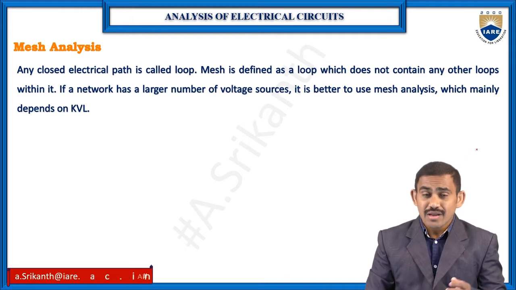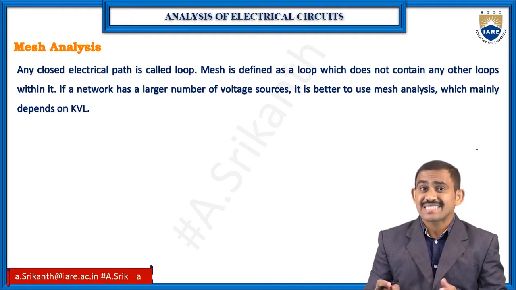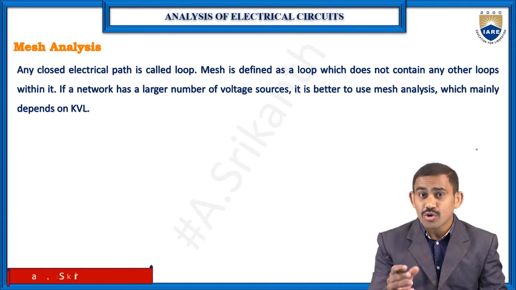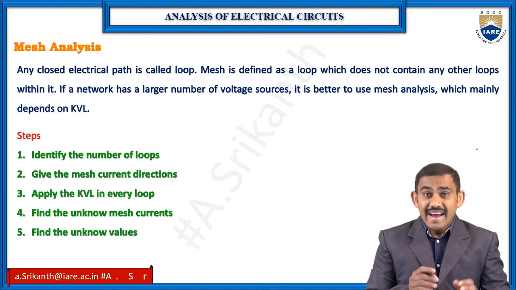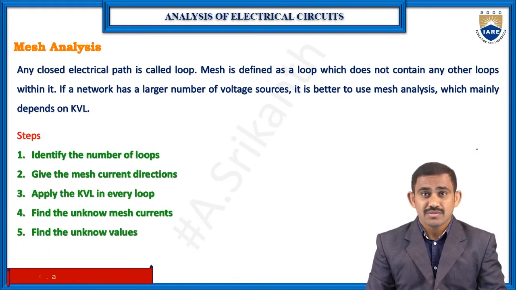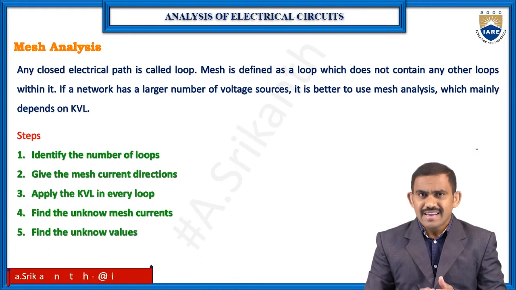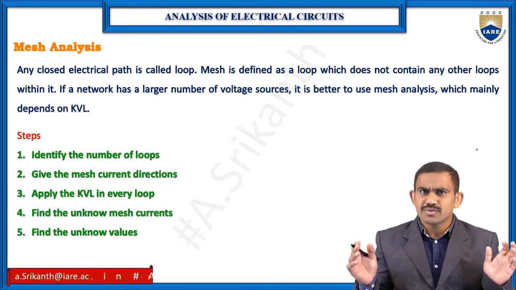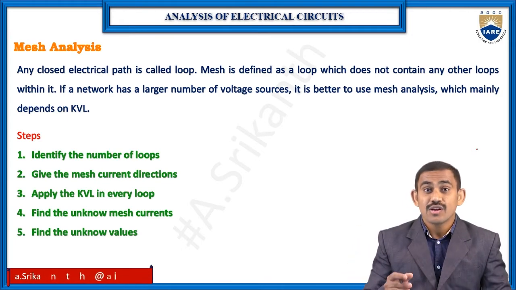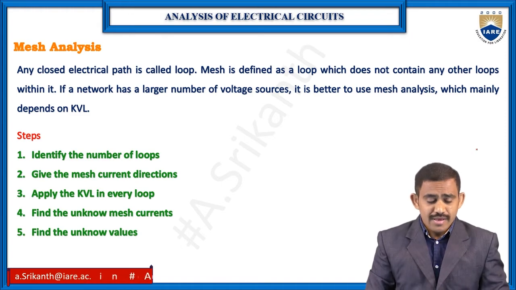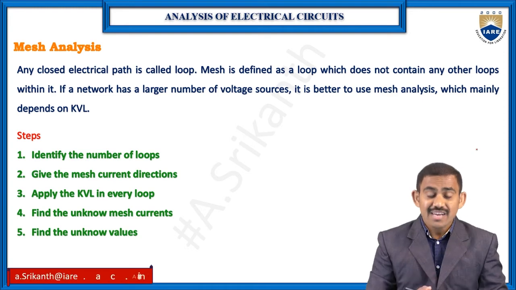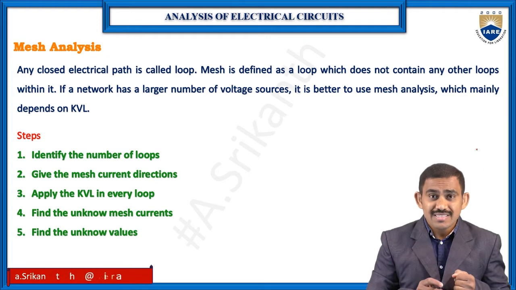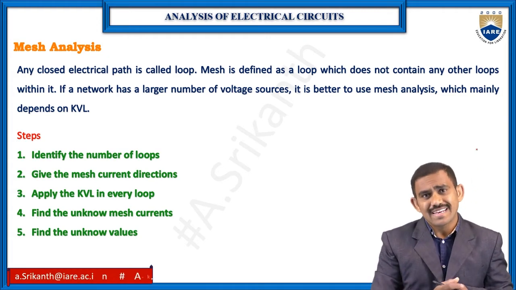For mesh analysis we have some steps to find the mesh currents, or unknown branch currents or unknown loop currents. Now just observe the steps. The first one is to identify the number of loops. In my circuit I have n number of loops. If I know that, I can find the loop currents. So I need to identify how many loops we have. The second one: if I have 2 loops, I have 2 currents, so I give a direction for those 2 currents.